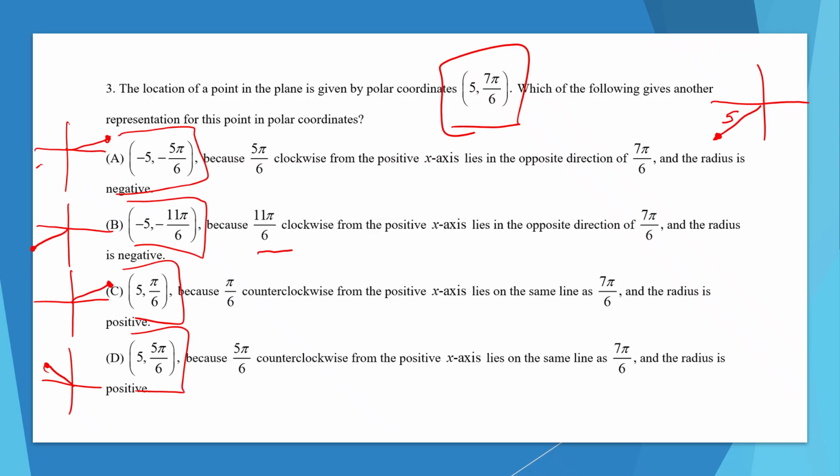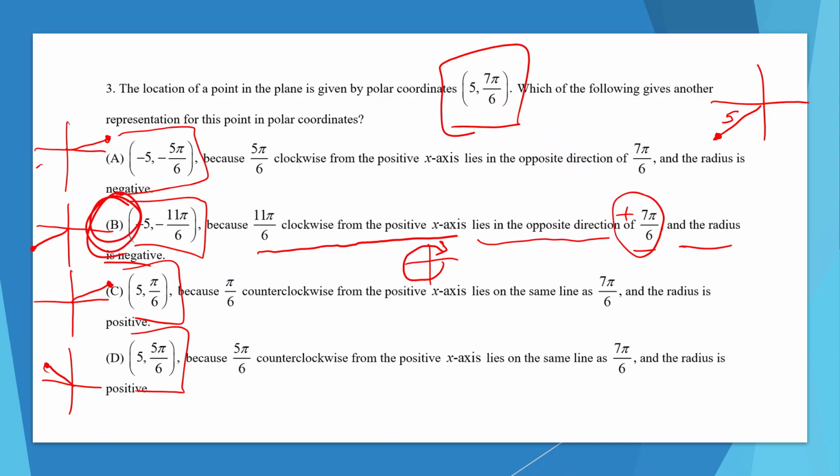Because 11 pi over 6 clockwise from the positive x-axis, that's inferring a negative angle measure, lies in the opposite direction of 7 pi over 6. That was a positive angle measure, and the radius is negative. So that makes sense. So B is going to be our answer for number 3 there.